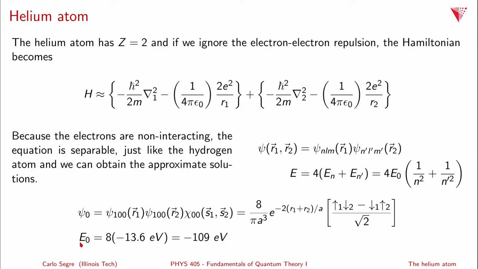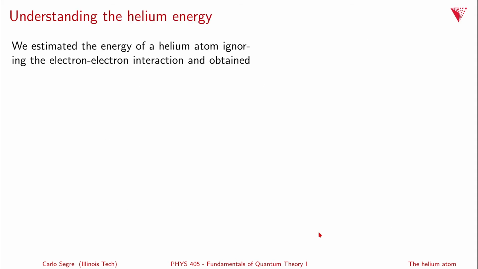The energy then, E sub 0 for this state, is 8 times minus 13.6 electron volts, which is minus 109 electron volts. Unfortunately, that's a very bad estimate because the actual value measured to 5 significant digits is minus 78.975 electron volts. So we're off by a significant amount here. We're off by over 30 eV. Now, all that missing energy is due to the electron-electron interaction, because that's what we left out.